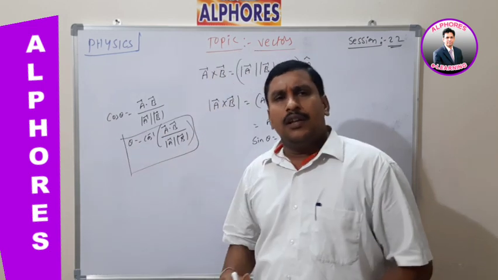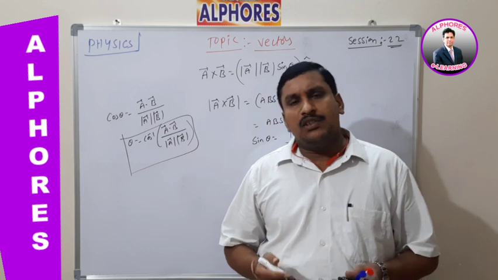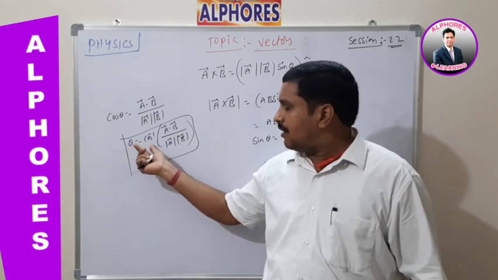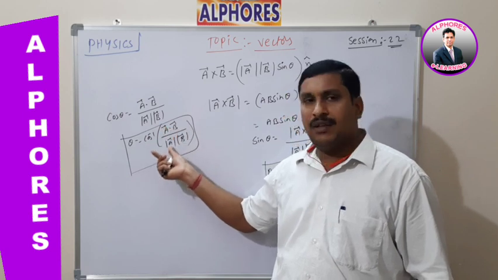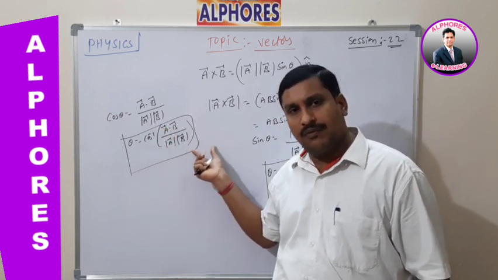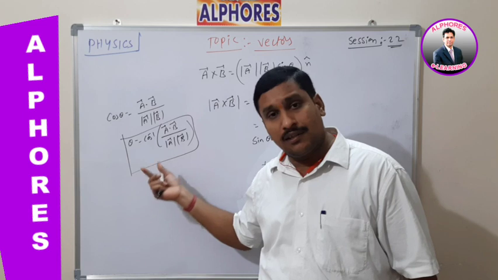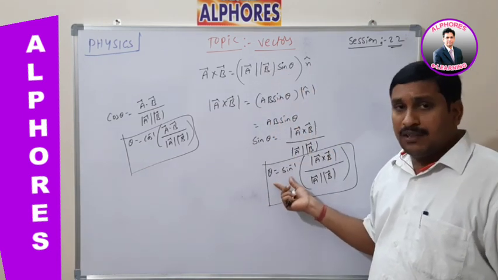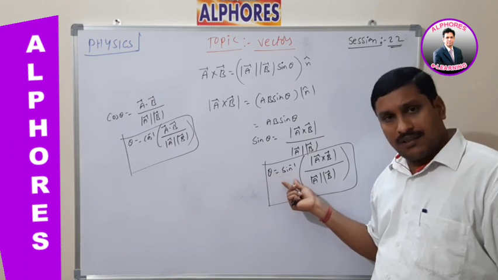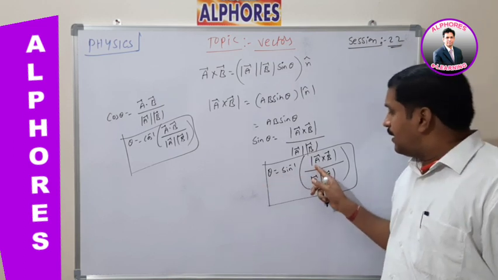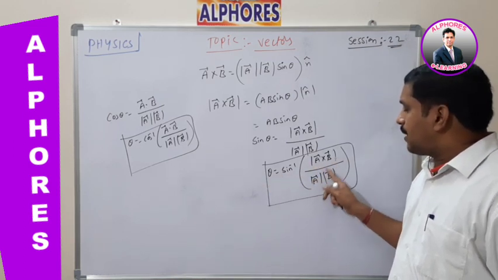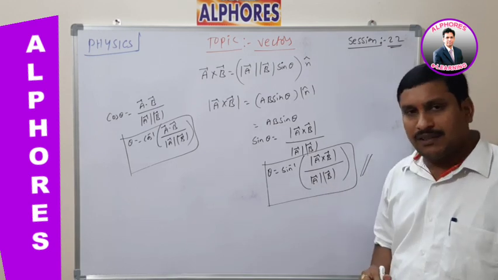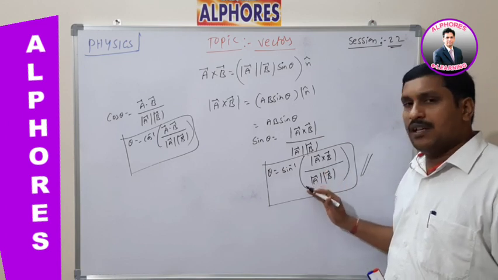So, to find the angle between two vectors, you have to follow two methods. As per the dot product, theta is equal to cos inverse of A bar dot B bar by the magnitude of A bar into the magnitude of B bar. This is one method to find the angle between two vectors. And according to the vector product, theta is equal to sin inverse of the magnitude of A bar cross B bar by the magnitude of A bar into the magnitude of B bar. This is the second method. This is most important.